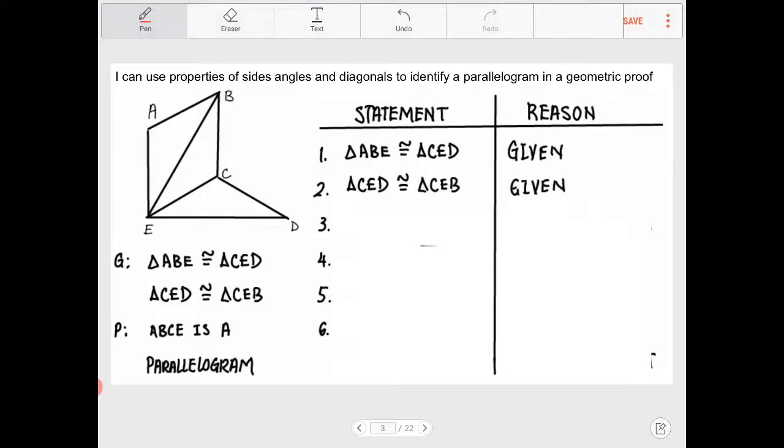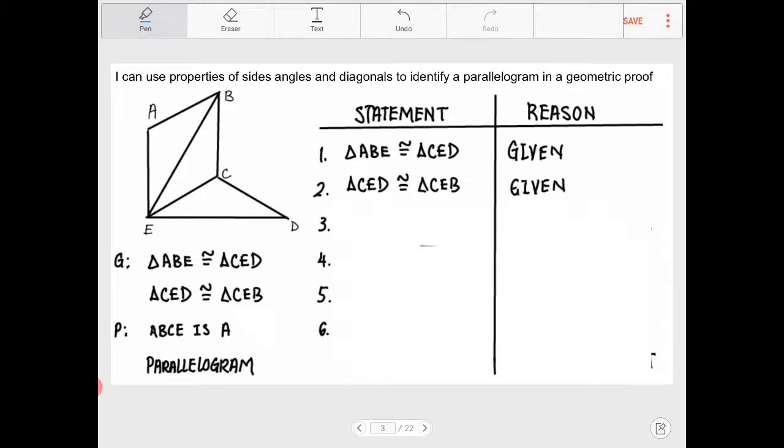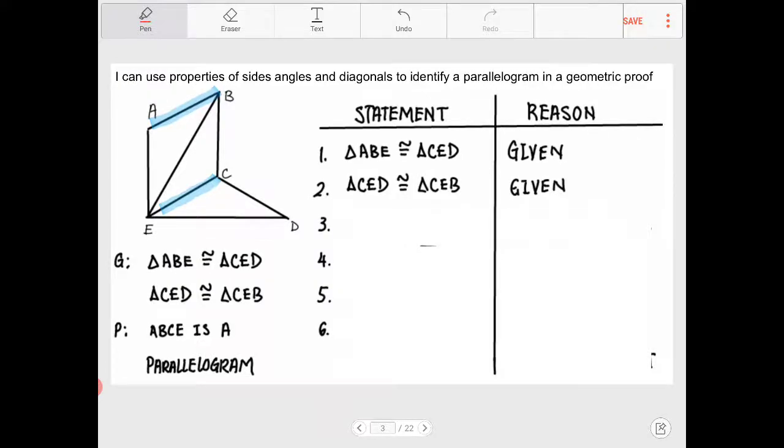So knowing that side length AB, I'm going to use another color here. I know that side length AB will be the same as side length CE. So AB and CE will have the same length. I'm going to use highlighter to highlight this. And then I have side length BE will be the same length as side length ED. So I'm going to use another color, red. So BE will be the same length as ED, which is this length right here.